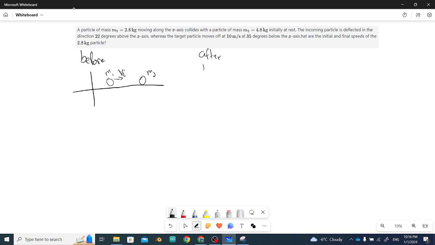So the incoming particle, that's M1. After, let's draw M1 first: 22 degrees above the x-axis. That's the final velocity, 22 degrees above the x-axis. Whereas the target particle moves off at 10 meters per second at 35 degrees below the x-axis. So after, again, this is M2, 10 meters per second, 35 degrees below the x-axis.